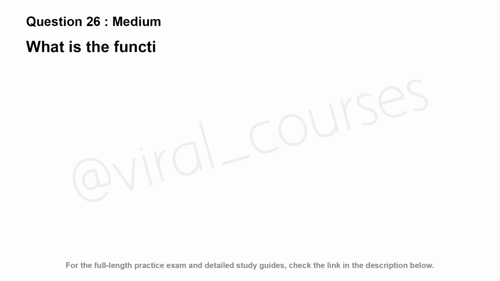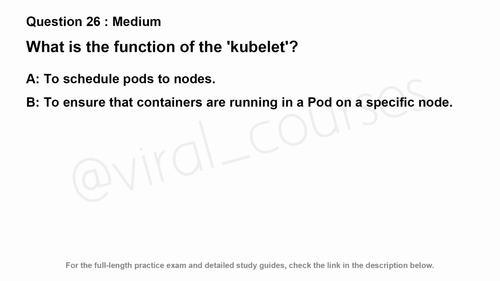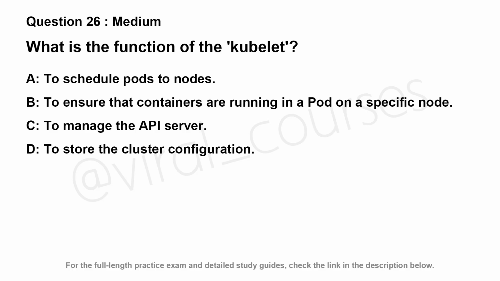What is the function of the kubelet? Option A. To schedule pods to nodes. Option B. To ensure that containers are running in a pod on a specific node. Option C. To manage the API server. Option D. To store the cluster configuration.